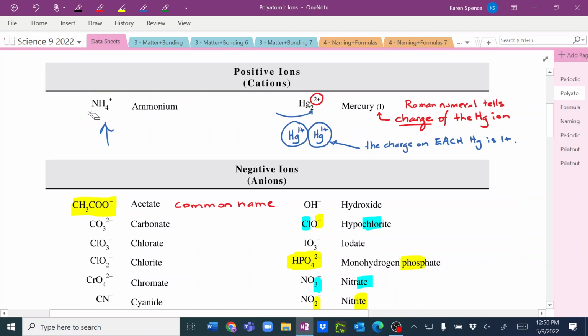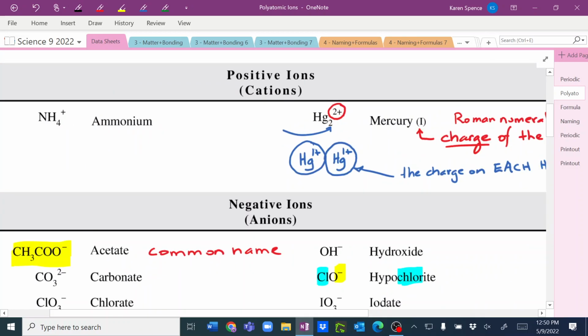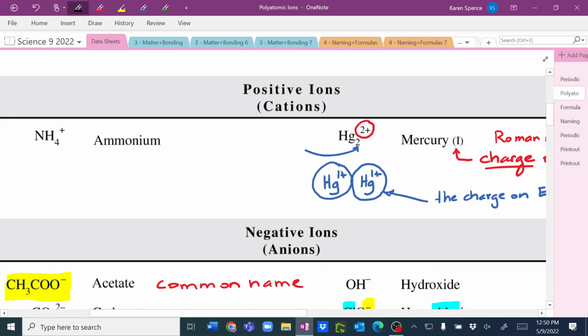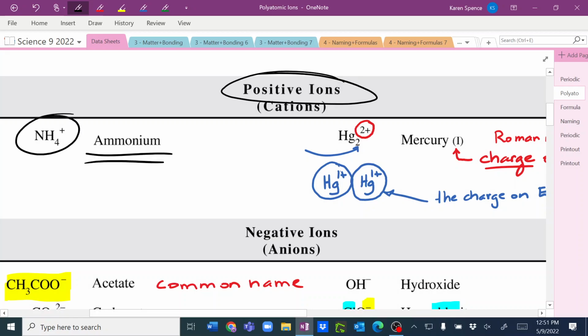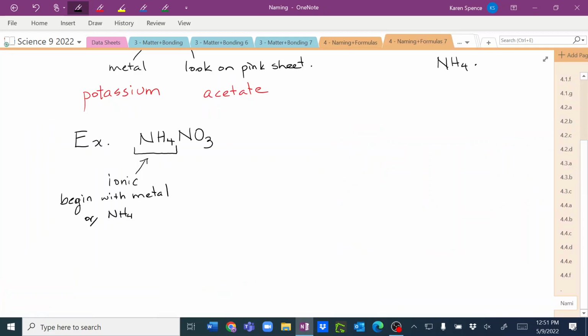Don't forget, even though most of your polyatomic ions are on the bottom part of the sheet, you do have 2 positive ions, those cations, and one of them is NH4 and its name is ammonium. So we'll go back here and we'll name it ammonium.